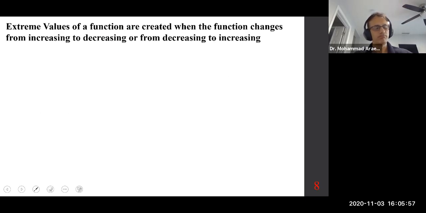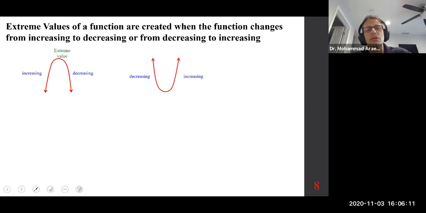Okay. Now, extreme values of a function are created when the function changes from increasing to decreasing or vice versa. So the idea of change, increasing to decreasing, decreasing to increasing, take a look at what happens.